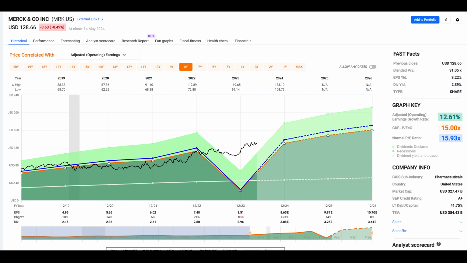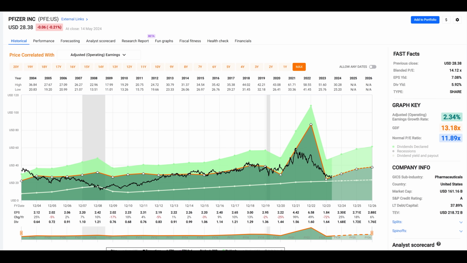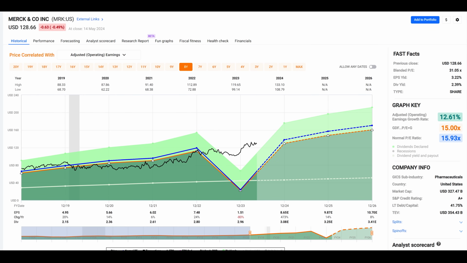So when you look at these two companies, they are both very high quality. Merck is A-plus rated with 41% debt to capital. If I go to Pfizer, Pfizer is A-rated with 38%, we'll call it, debt to capital. Again, Pfizer offers almost a 6% yield, where Merck offers only a 2.39%. Both of these stocks are, I think, reasonably valued today and do offer opportunities going forward.